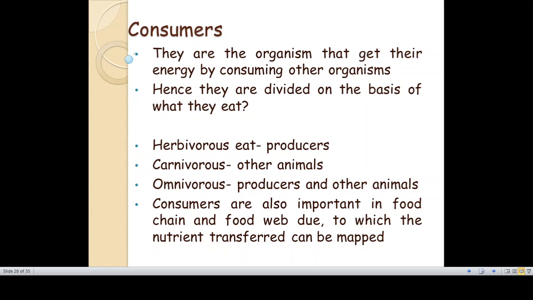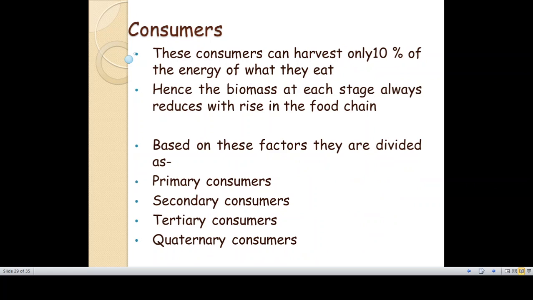Now these producers will pass on the energy, and this will be mapped in what is called the food chain or food web. We will look at this part in our coming lectures. Let's just try and understand today the idea about consumers, so it becomes easy for us to understand something about the diversities and the food chain, food web.